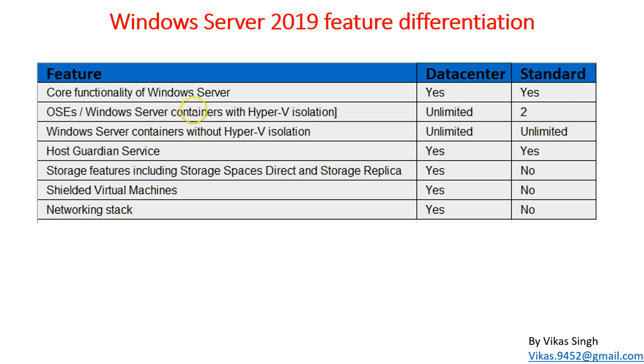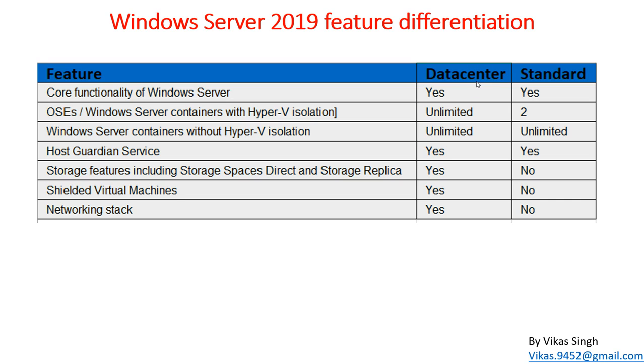And the server container with Hyper-V isolation. So in Datacenter you can see it's unlimited, so you can run multiple server containers or virtual machines, but Standard is going to support two only. So Windows Server containers without Hyper-V isolation. If you compare containers, you can run multiple containers without Hyper-V. So you can see it's going to be unlimited in both.